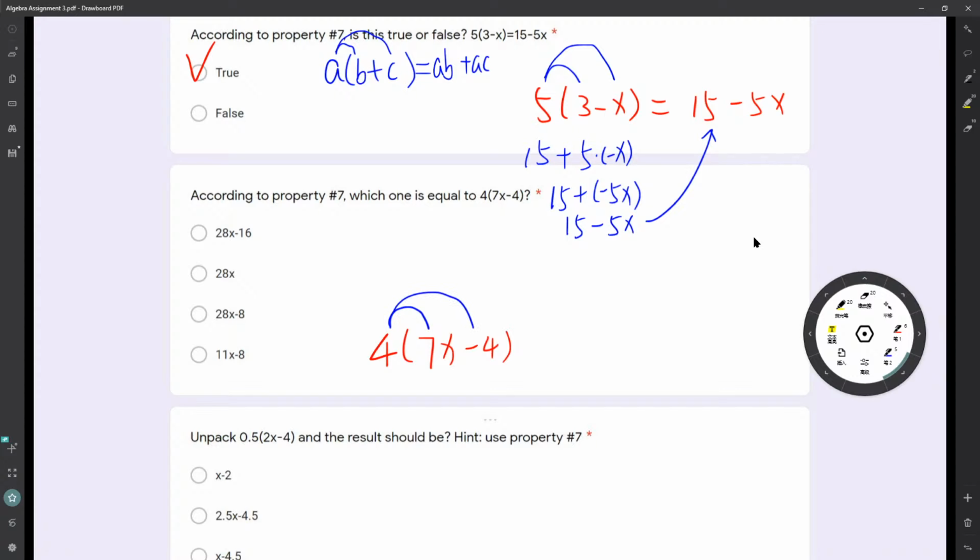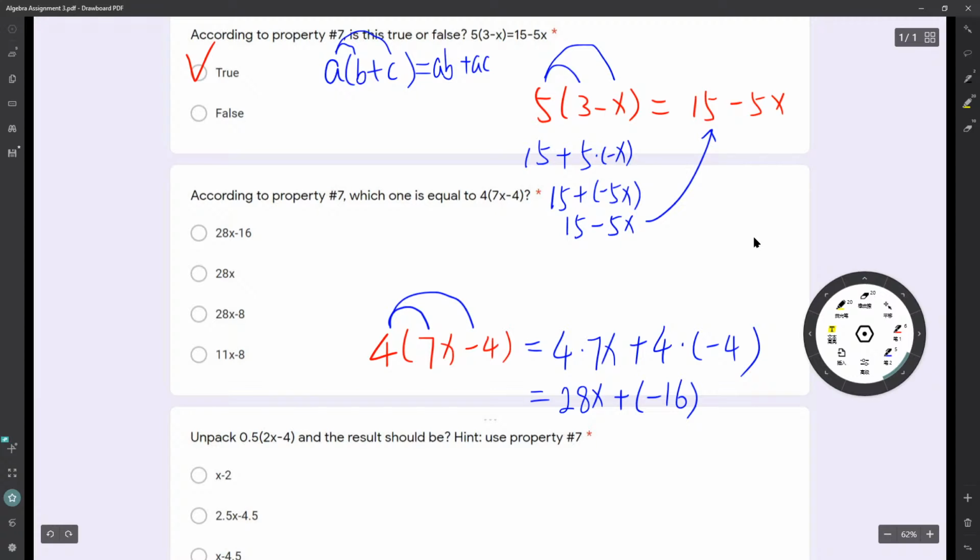So we have 4 times 7x add 4 times negative 4, right? And 4 times 7x: 4 times 7 is 28, and 28 times x is 28x. And plus 4 times negative 4 is negative 16. As we said, if you plus a negative number, you can write it as 28x subtract 16.